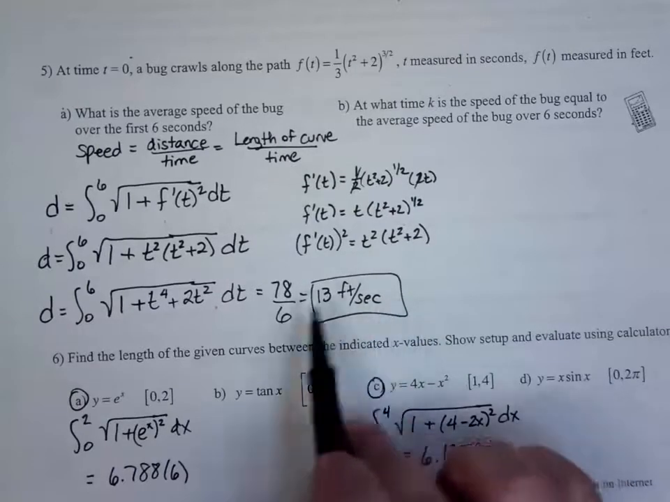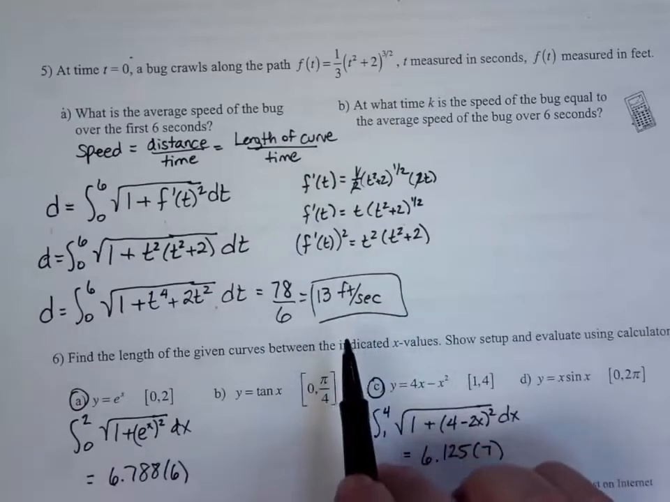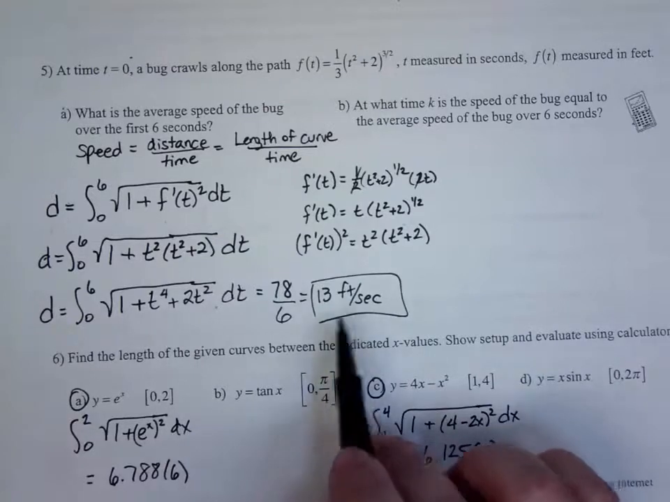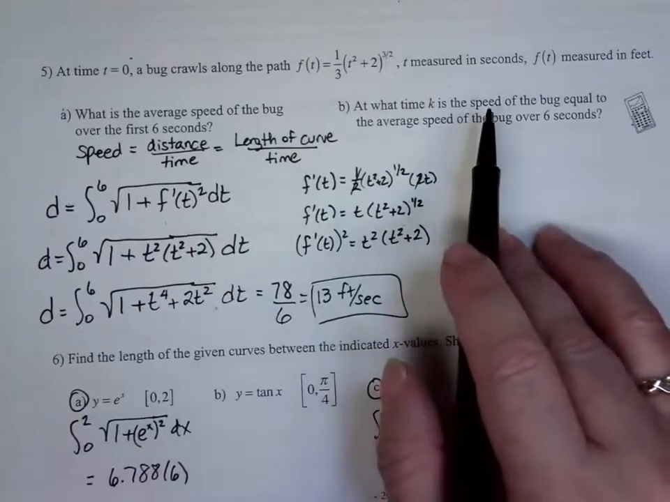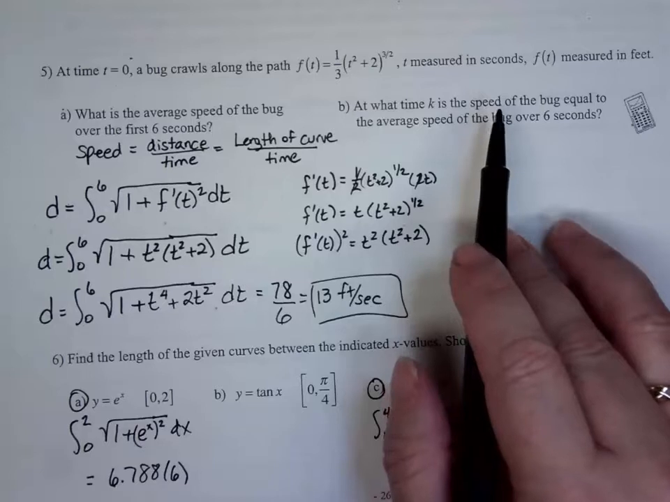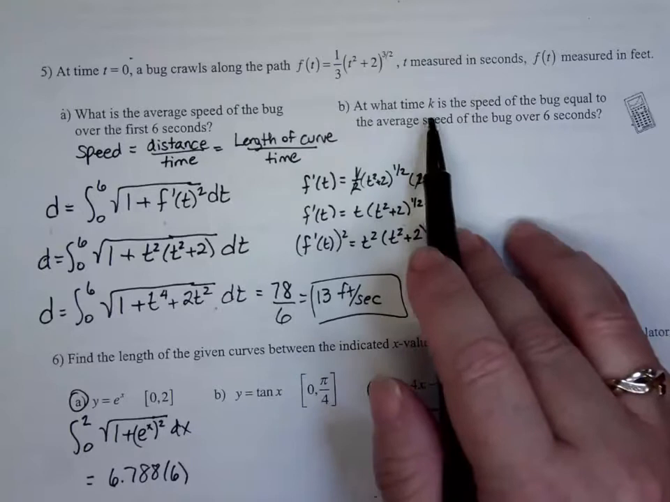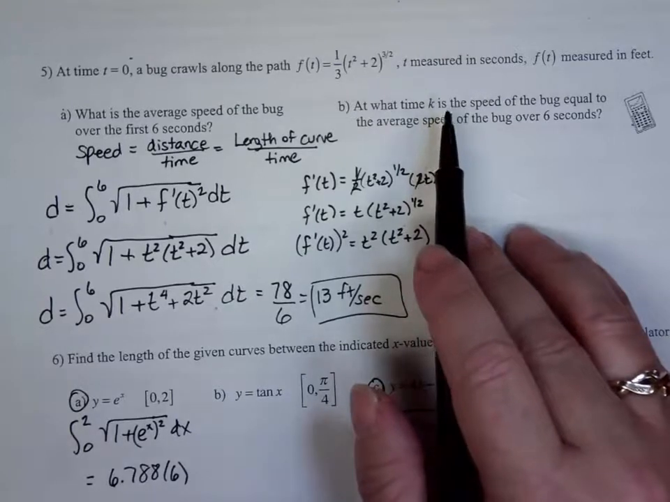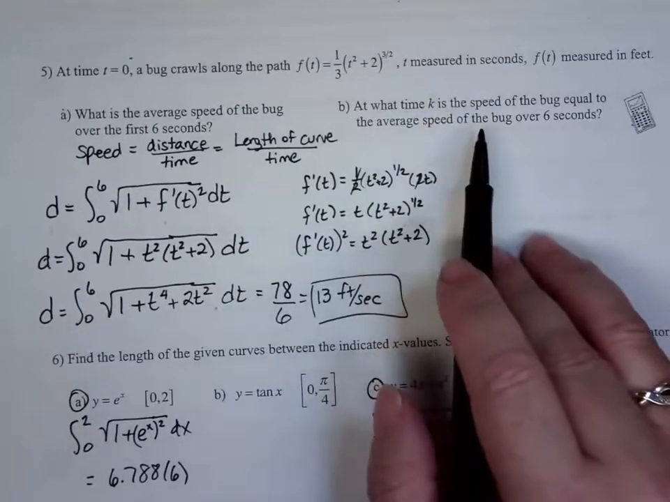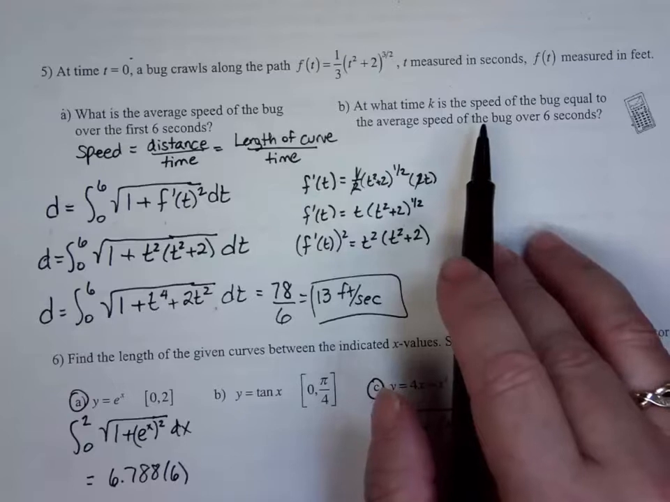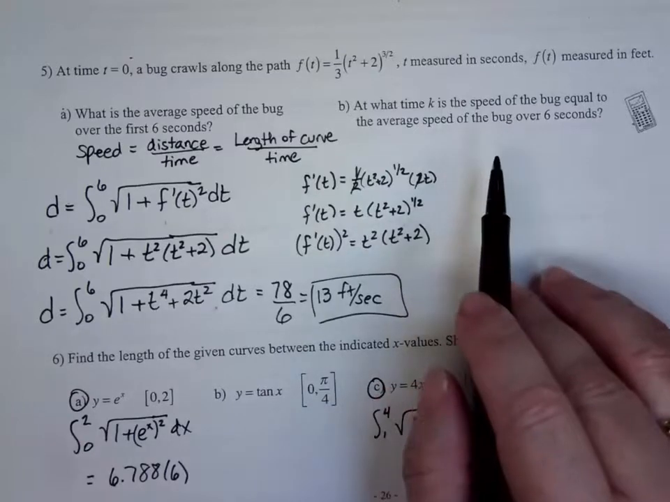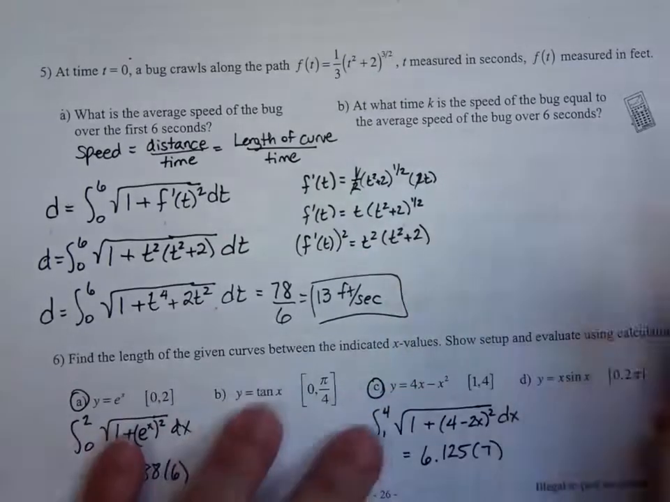Now, we actually found the AROC, but we can't use the AROC formula because of the way the function was defined. So this question is actually asking you a mean value theorem question. It's saying the speed of the bug at time k, that's IROC, when does that equal the average speed, AROC? Okay? So what I need to do is think for a minute.